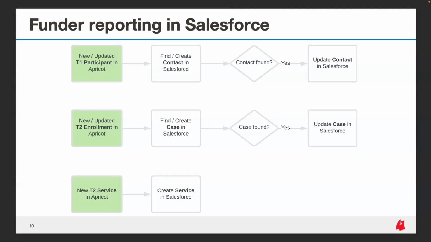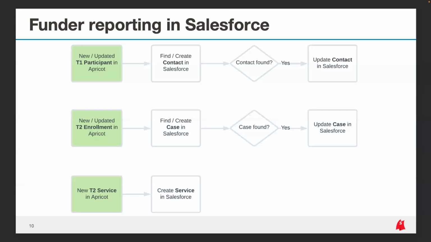Second flow for this solution revolves around enrollments or cases. For each new or updated Tier 2 enrollment record in Apricot, the flow searches for an existing case in Salesforce by the Tier 2 enrollment record ID. If an existing case is not found, a new one is created, and if an existing case was found, it will be updated.